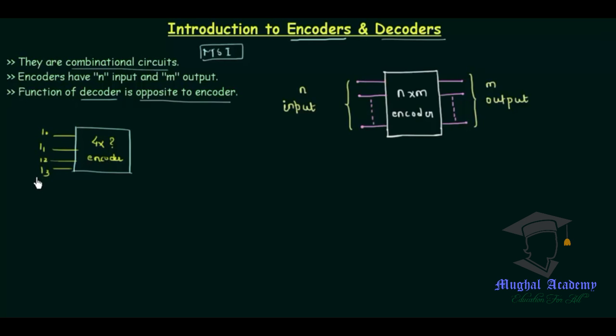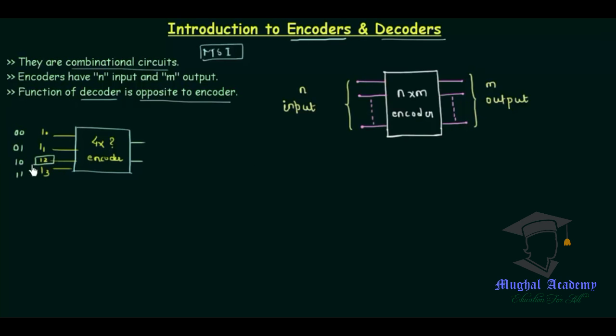For example, out of these 4 inputs, if a single input is high all the time, either I0, I1, I2 or I3, but a single input is high in each and every case, then what is the need to use these 4 data lines? You already know that if there are 4 inputs, I can have 2 bits to represent them. I0 can be represented as 00, I1 as 01, then 10 and then 11. So instead of having 4 data lines, I can have 2 data lines. So the value of m will be 2.